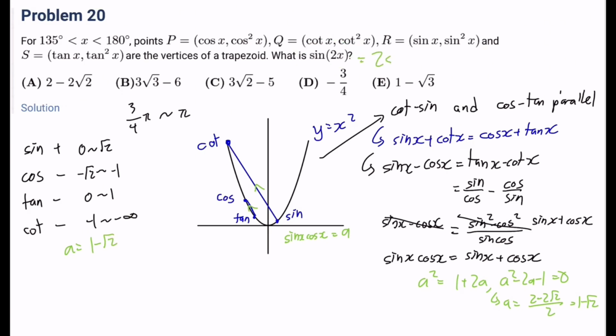But then we wanted sine of 2x. This is going to be equal to 2 sine x cosine x, and we saw that sine x cosine x equals a. This is 2a, which equals 2 times 1 minus root 2. This is 2 minus 2 root 2. And so there's our answer, it's A.